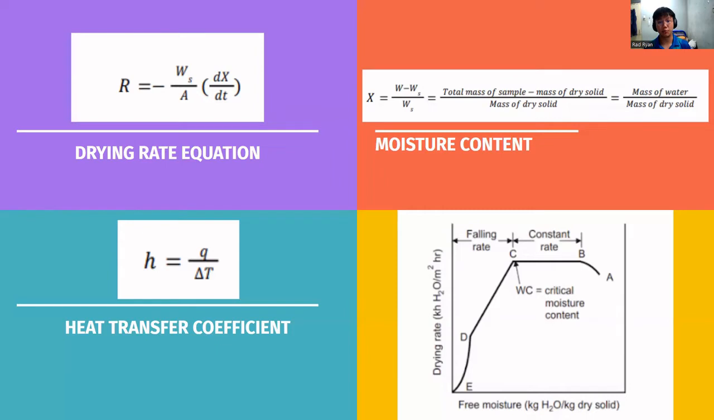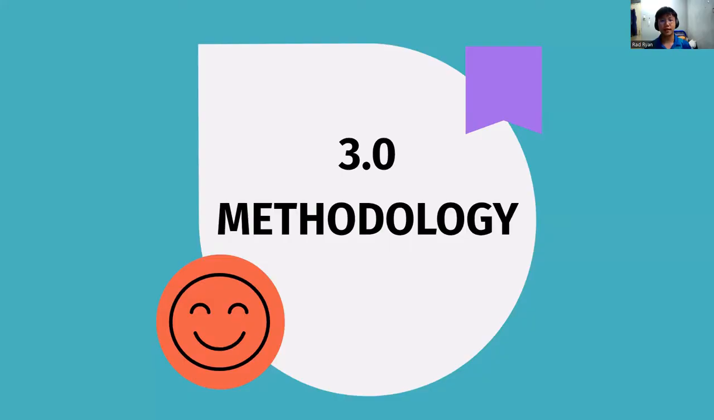Next of which is the moisture content, which basically determines the amount of water that is present in the sample over its total dry solid mass. Then we have the heat transfer coefficient, which is basically a coefficient that dictates the direction and the behavior of heat transfer. And last but not least, we do have a drying curve for all wet materials when they go through a drying process. So that is the end of the theory part of this presentation. I will now pass it on to my teammates for methodology.